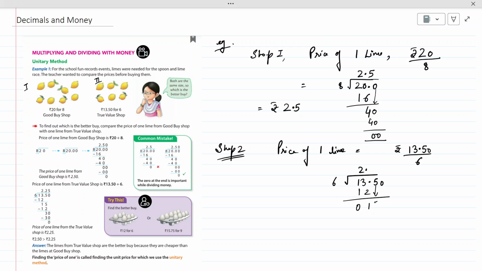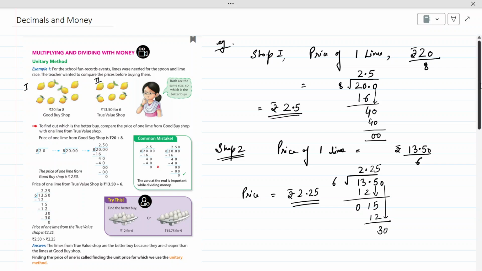And down we take 5. So 6 into 2 again is 12. 5 minus 2 is 3. Take this 0 down, 30. 6 into 5 is 30. So the price of a lemon in the second shop is rupees 2.25. So what we have here is, in shop number 2, the price of one lemon is 2.25, and in the first shop it is 2.50.